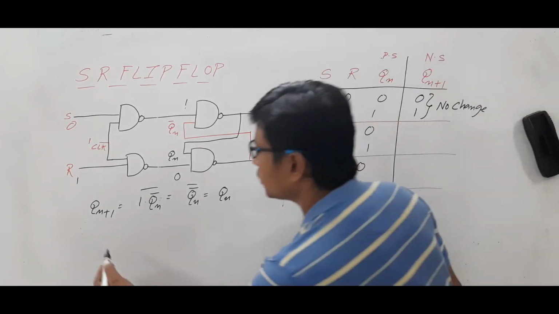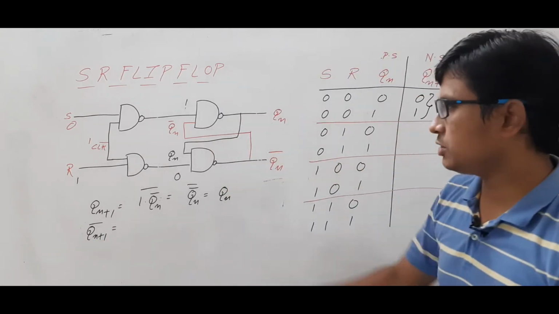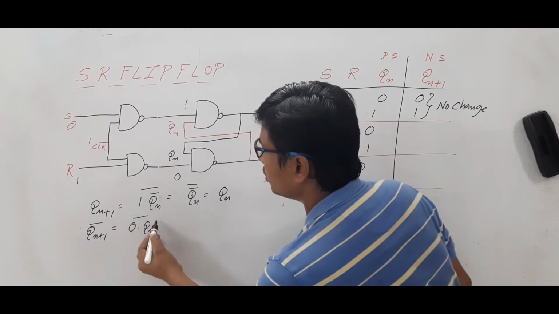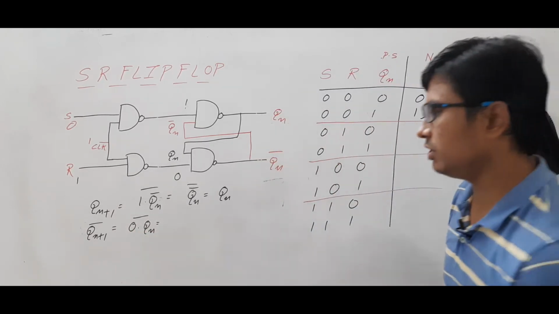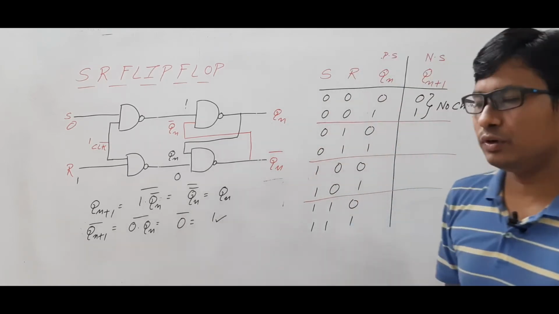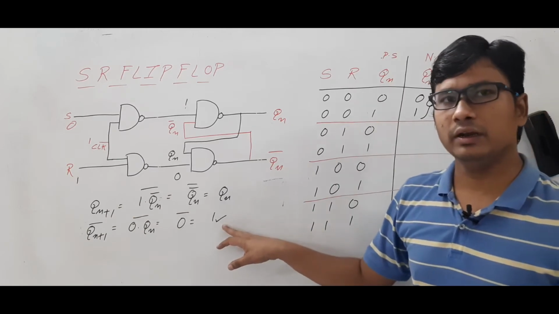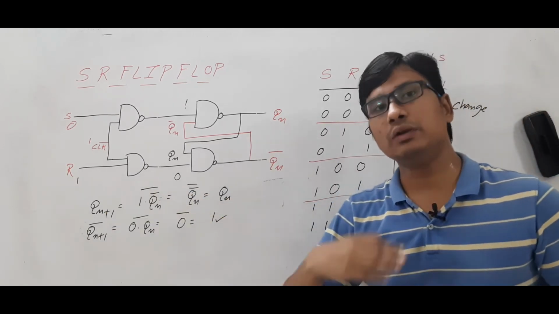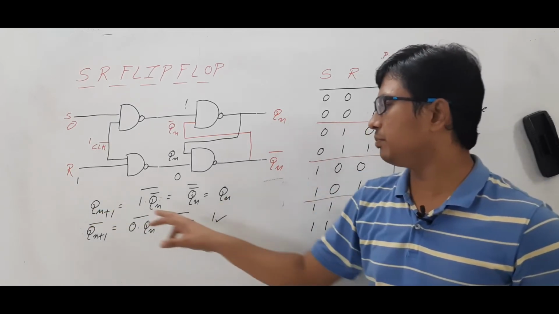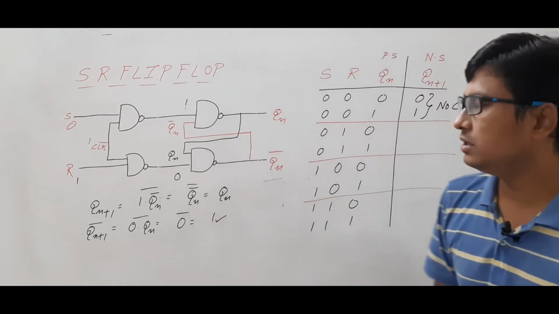We will see what Qn plus 1 complement is producing, which is 0 and Qn whole complement. 0 and something will be 0, whole complement is 1. Now if you look at it, Qn plus 1 complement is producing 1, then Qn plus 1 is 1's complement, it is 0. Are you able to understand? So Qn plus 1 will produce 0 and its complement is producing 1.